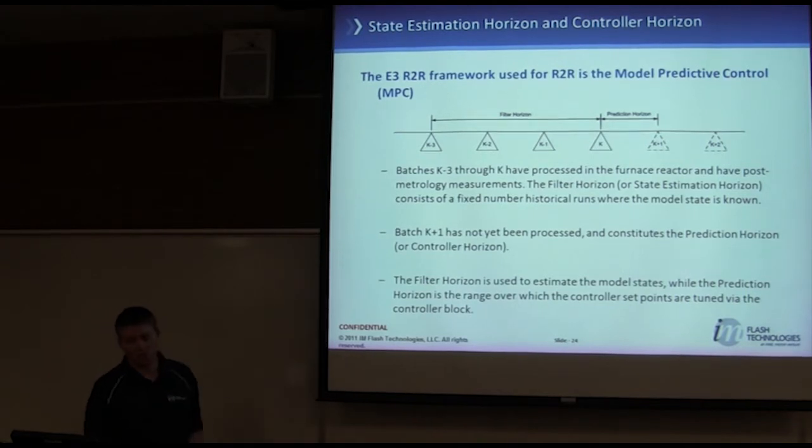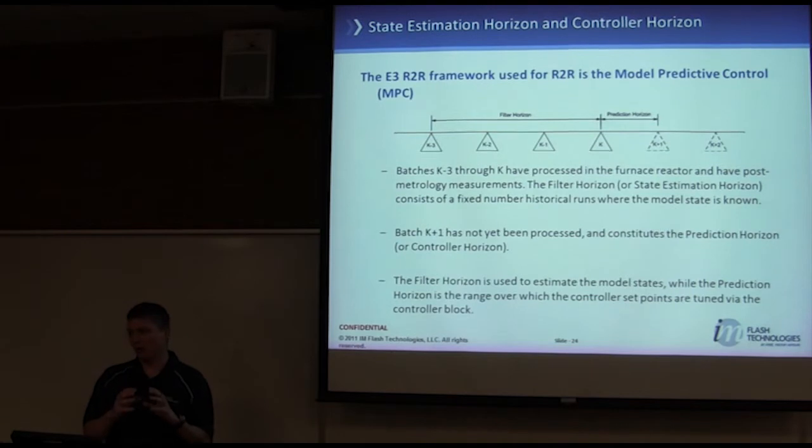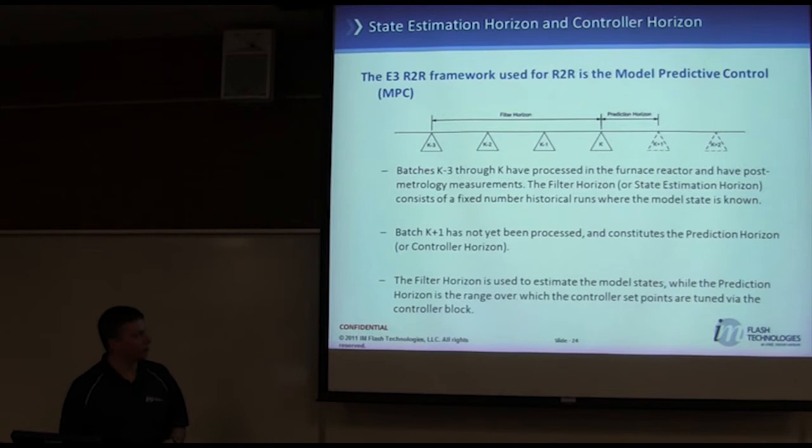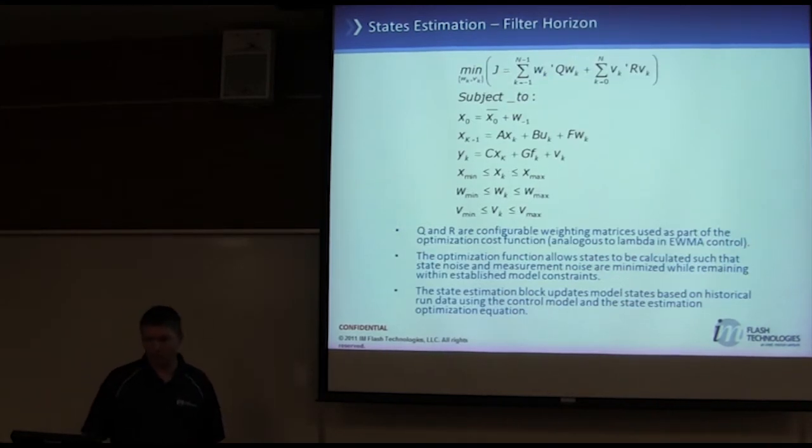The filter horizon is what we use when we estimate our states. We're using historical data to estimate those states, because in the real world we've got noise in our process and noise in our measurements. If we base our decision fully on the last measurement, we might make a bad update, so we never do that. We always want to consider what's happened in the past as well, so that we don't make too big or too small of an adjustment. So that's the filter horizon and the prediction horizon.